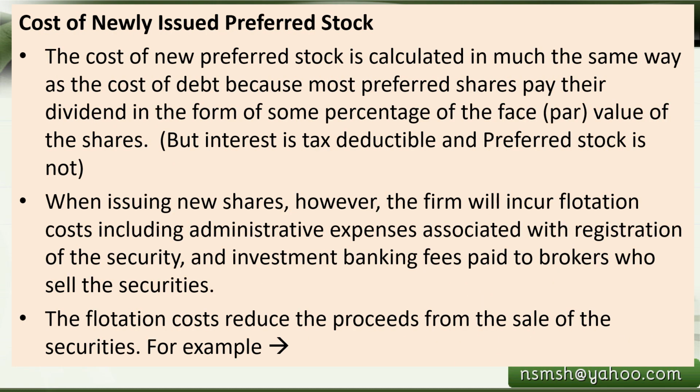So we calculate that. Cost of newly issued preferred stock. The cost of new preferred stock is calculated in much the same way as the cost of debt, because it is also almost like a fixed cost. Fixed cost for the investor, it is like a fixed income. So there are similarities. Accordingly, it is also similar to the cost of debt calculation. Because most preferred shares pay the dividend in the form of some percentage of the face value of the shares, like interest only. Okay, though they are not tax deductible. That is the only primary difference between them.